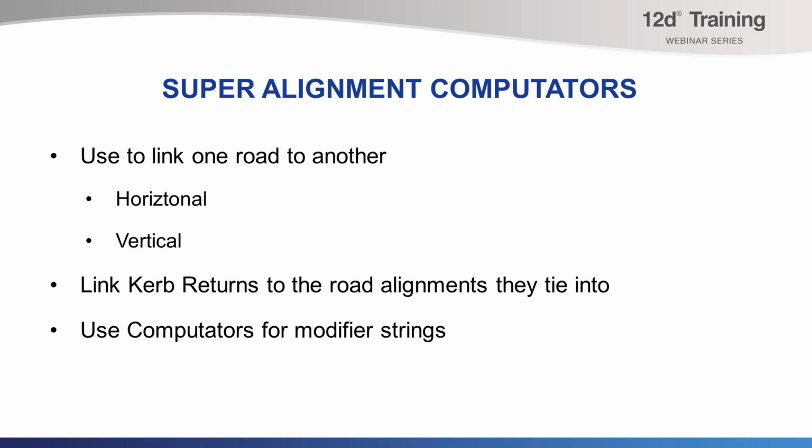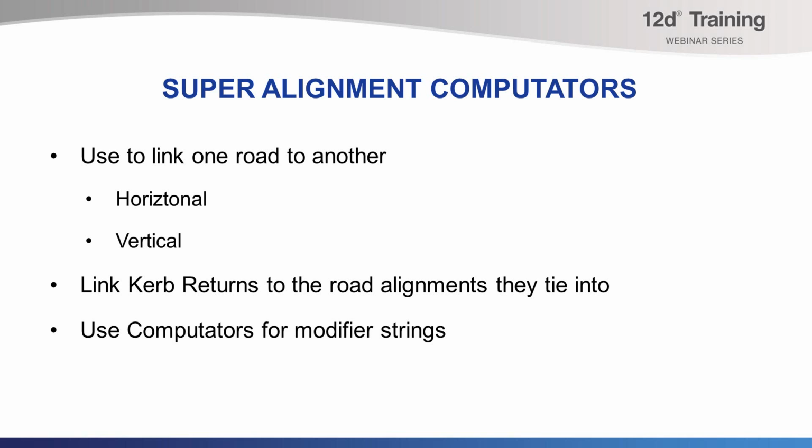So, why use computators, and what does it mean to have a dynamic design? We'll have a look at linking one road alignment to another, both horizontally and vertically. Using computators, we can also link the curb returns to both these roads, and we'll also investigate using other super alignments as modifiers to do items like widen design strings.